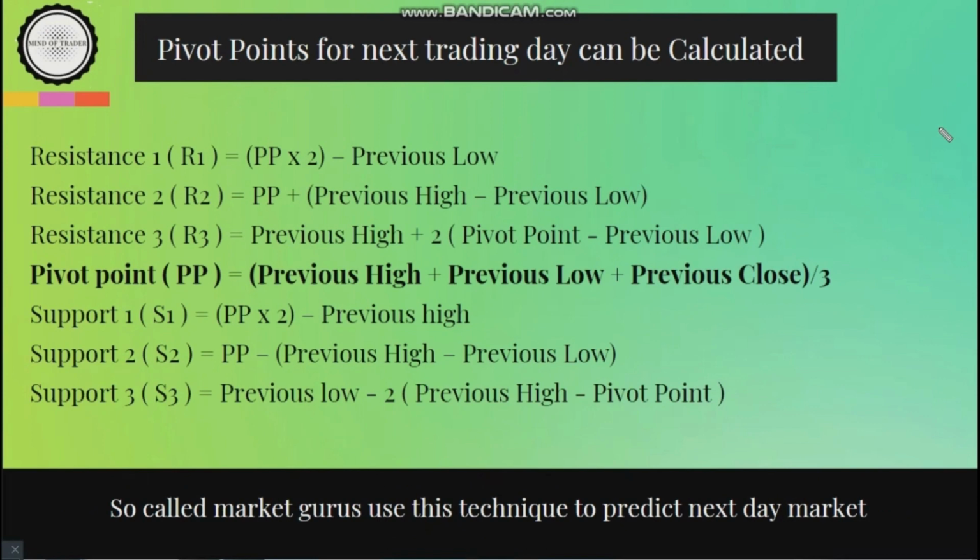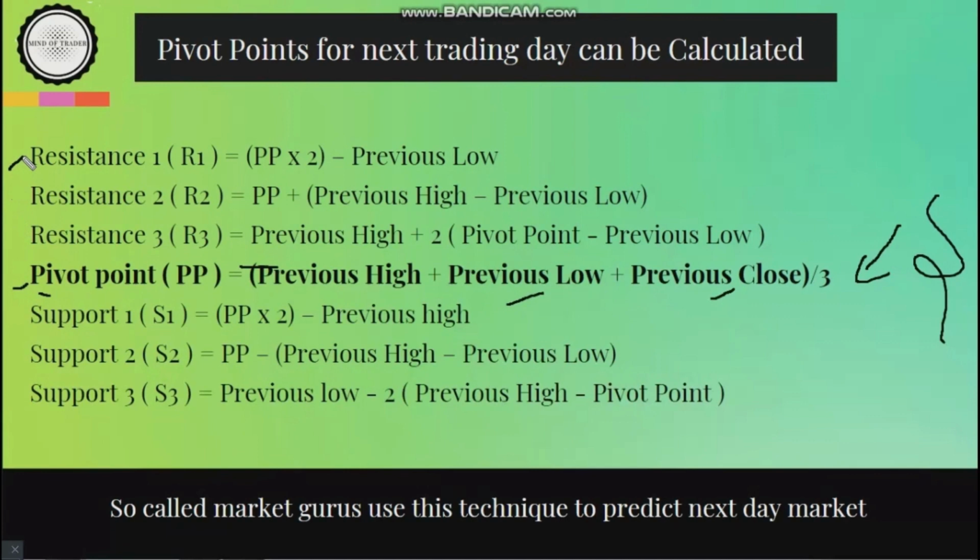Pivot points for the next trading day can be easily calculated with this simple formula. You actually don't need this formula, but in case you need to know the levels for the next day, you can do that. So starting with the pivot point, you need the figures of previous high, previous low and previous close. Add all of them and divide by 3. This will be the pivot point for the next day.